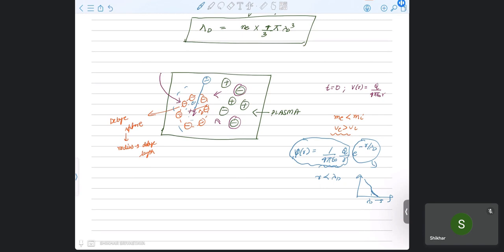If you put a test charge outside, not inside plasma, then it will only have one kind of potential, which is the electromagnetic potential, that q by r. So in that case V will tend to 0 only when r tends to infinity, but here V tends to 0 for r greater than lambda D. So that is a difference.